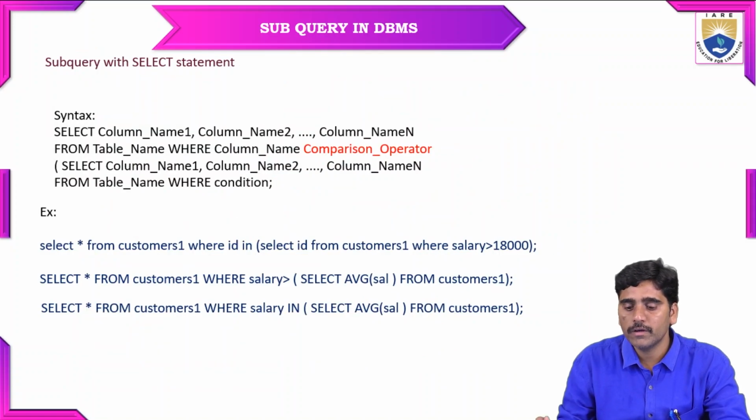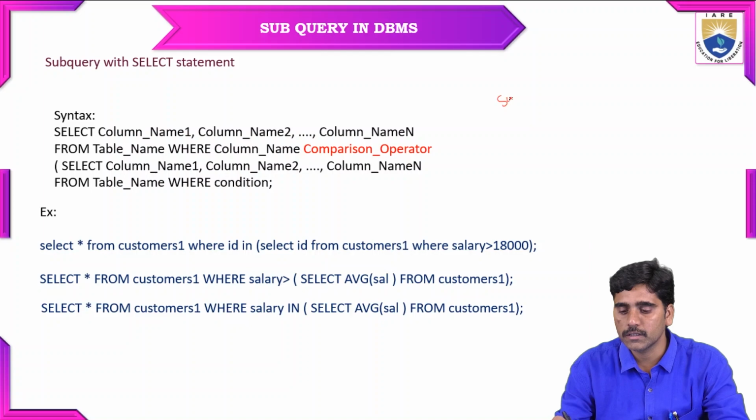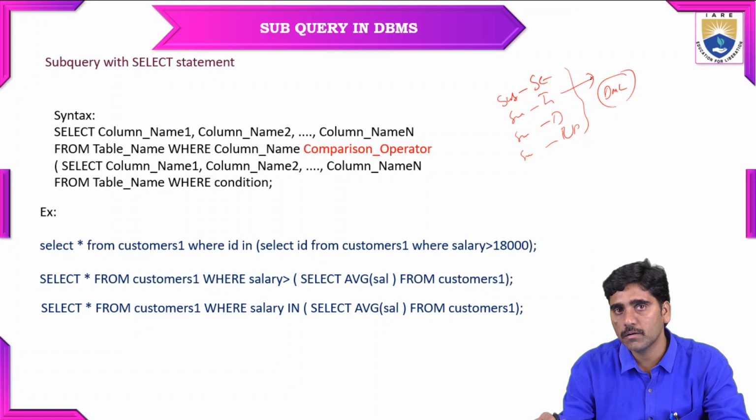Here we can have different types of subqueries: a subquery with a SELECT statement, with an INSERT statement, with a DELETE statement, and with an UPDATE statement. To perform all these DML statements, we need to use DDL queries to create, alter, drop or rename the tables. So after creating the tables, we can write the subqueries.